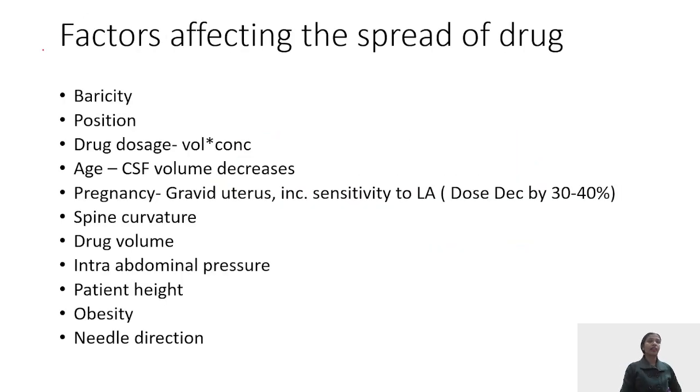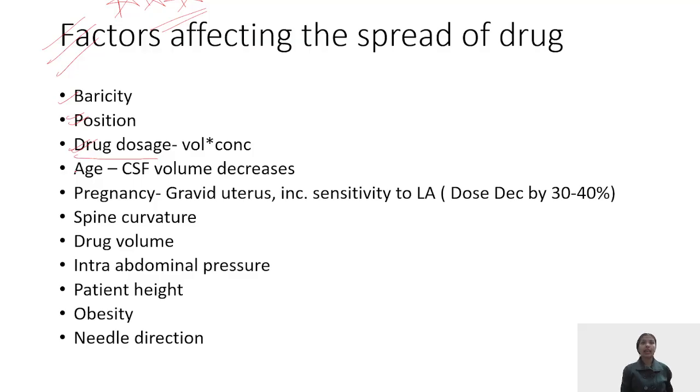This is again extremely important, asked a lot of times. Factors affecting the spread of the drug. Baricity, I've already told you: hyper, hypo, iso, along the gravity, no problems with the gravity, and against the gravity. Position, the Trendelenburg position that we were talking about. The dose of the drug, how much drug dose you are using, especially in epidural.